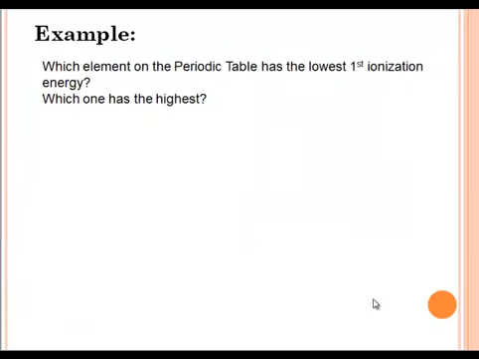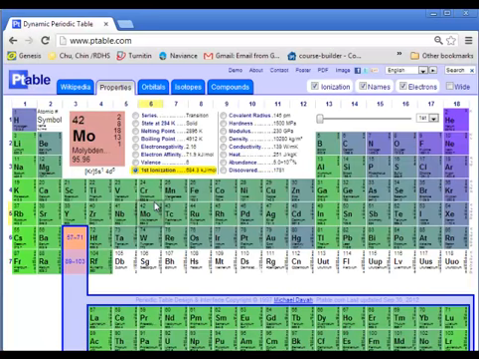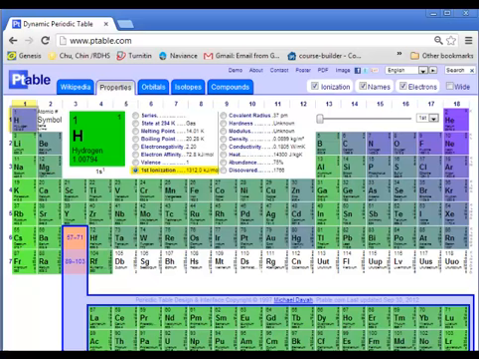And let's take a look at the last example. In general on a periodic table, which element has the lowest first ionization energy, and which one has the highest? Which one has the lowest? Which one has the highest? Let's take a look at the periodic table in general. As we remembered, first ionization energy decreases from top to bottom and increases from left to right on the same period.